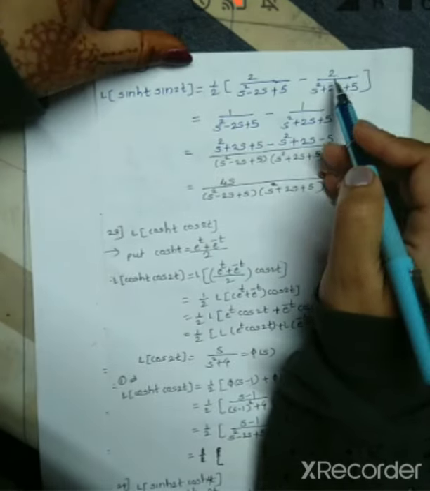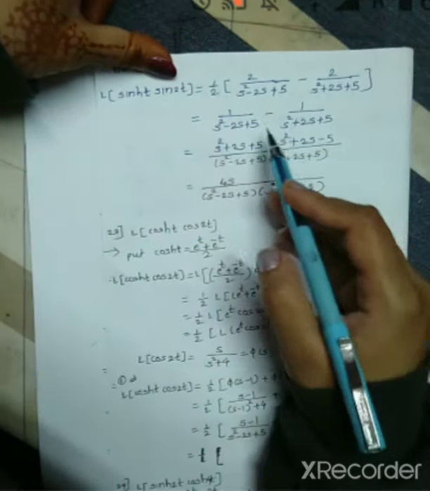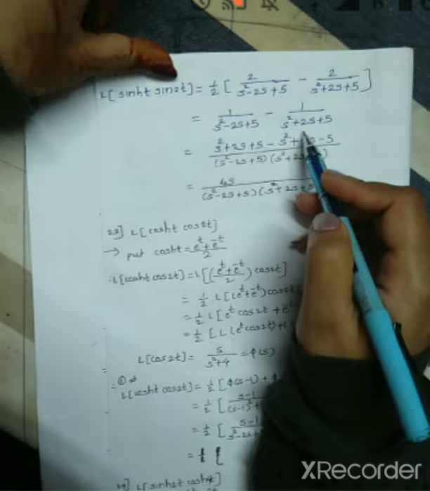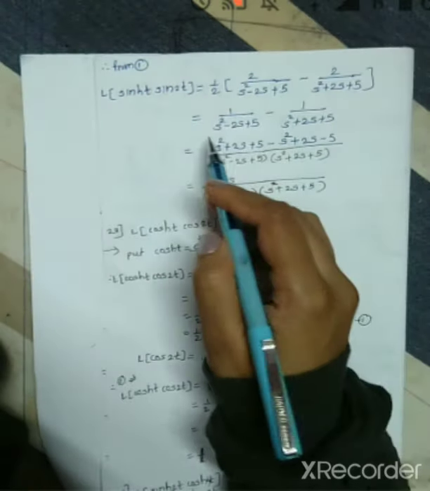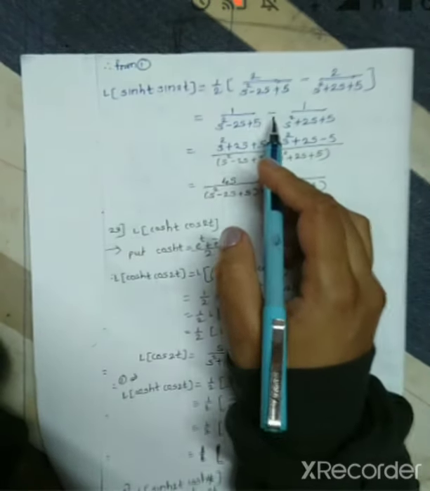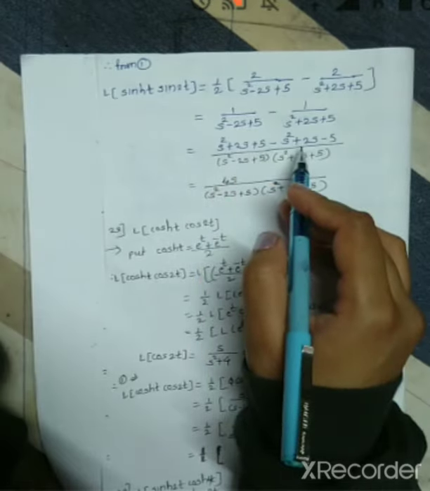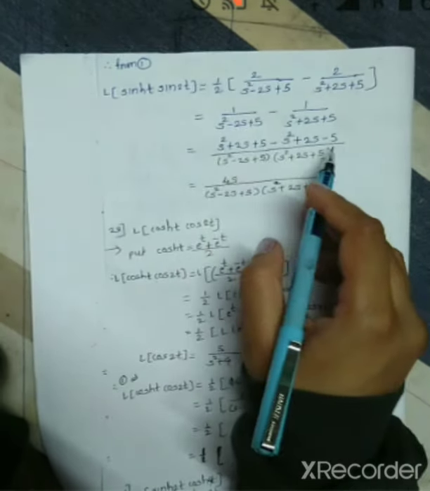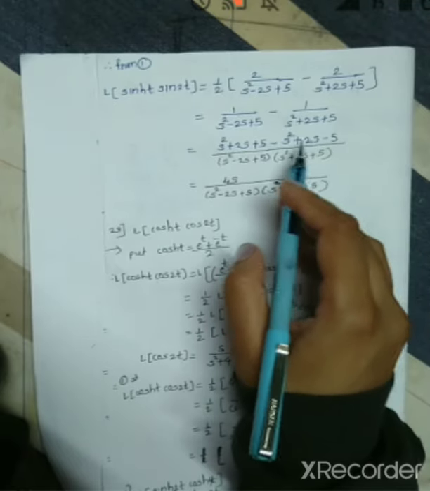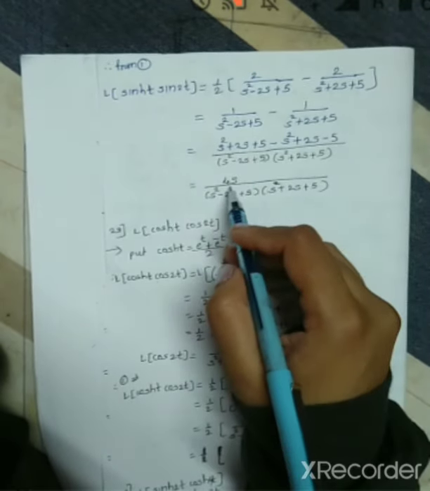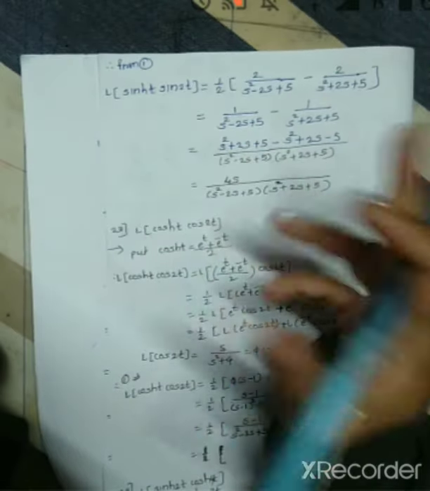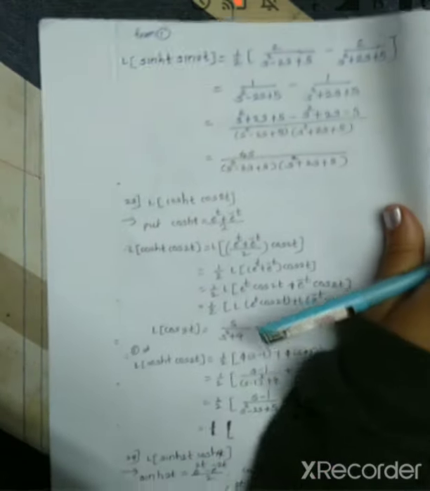Before that, take the 2 outside and cancel it with this 2, so we have 1 upon this term as it is, and minus 1 upon this term. Now cross multiply: we get s square plus 2s plus 5, minus all of this term, which gets the opposite sign because of the minus sign there, minus s square plus 2s minus 5. All those terms get cancelled, only plus 2s plus 2s, that is 4s, remains, and the denominator is the multiplication of these two as it is. This is the answer.